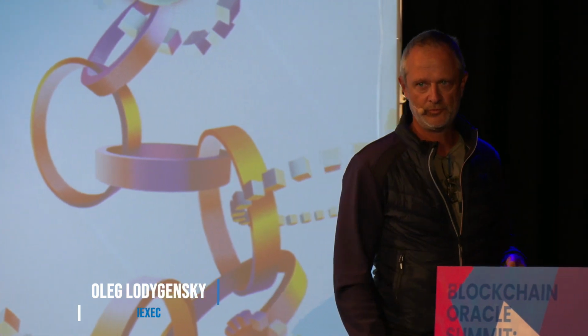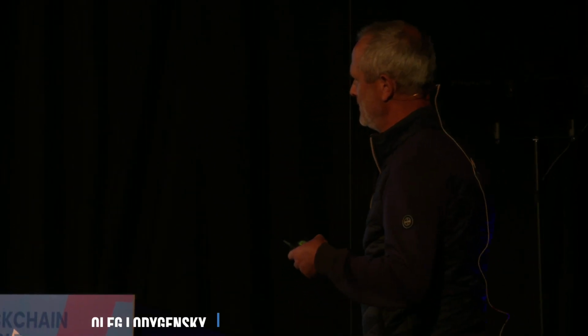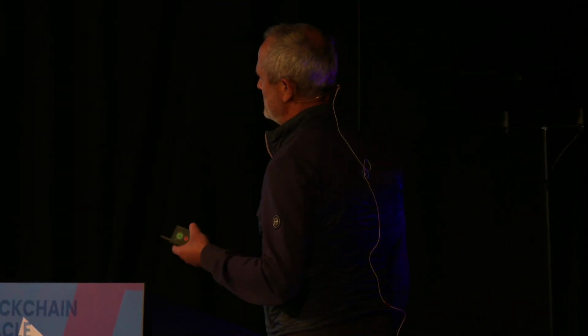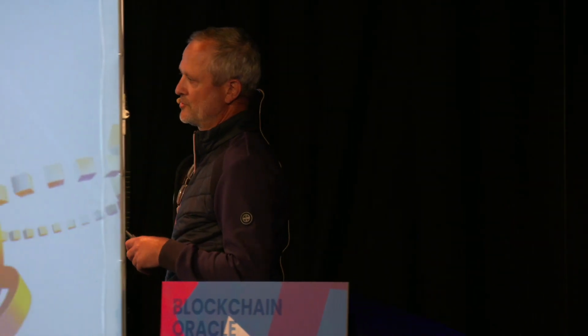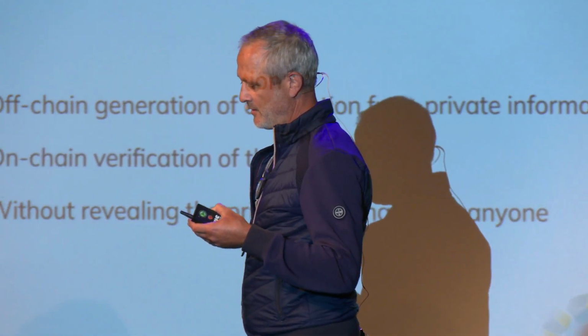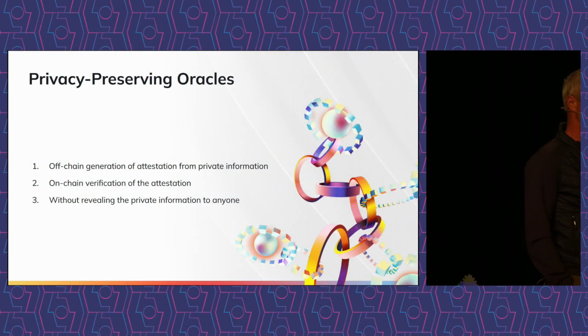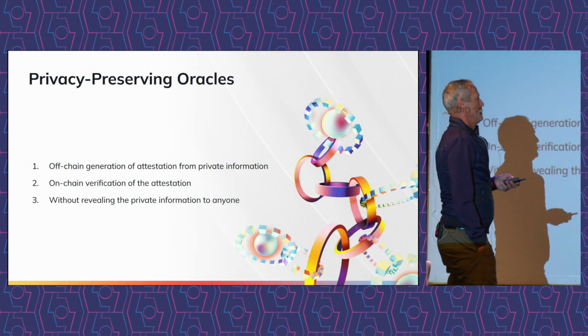So as you may all know, an oracle is a way to gather off-chain data, outside of the blockchain, and to bring them on-chain. And the question here is, how can we bring on-chain private data, sensitive data, confidential data, while preserving confidentiality?